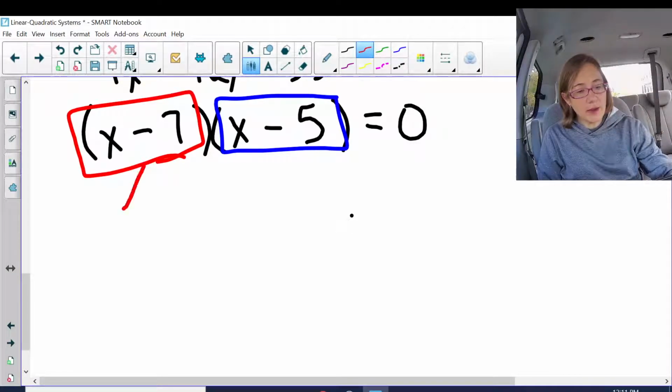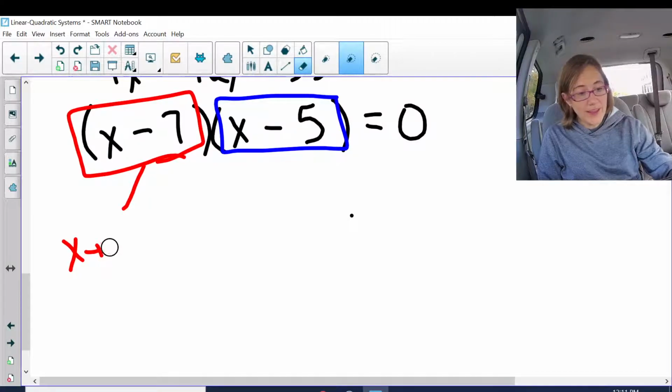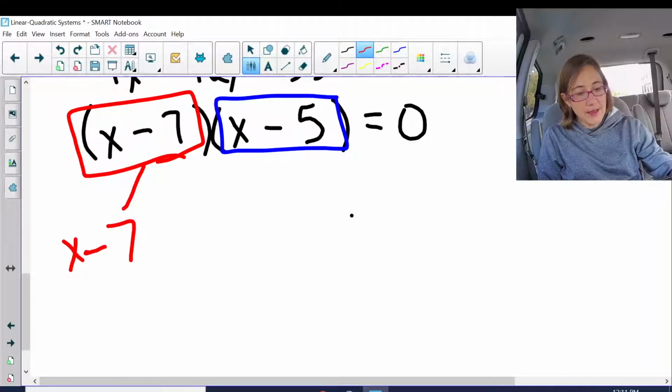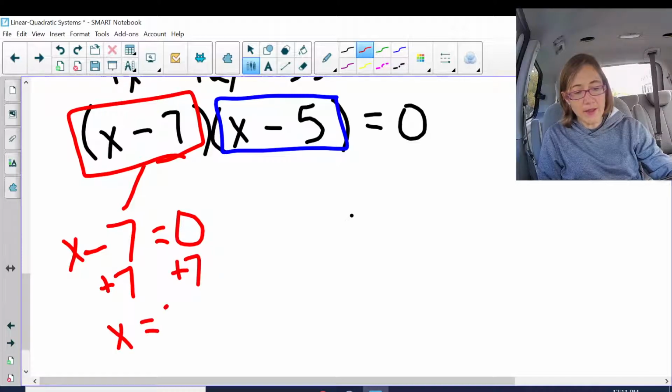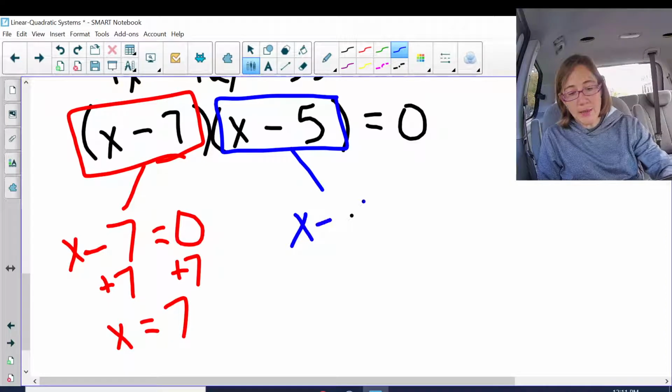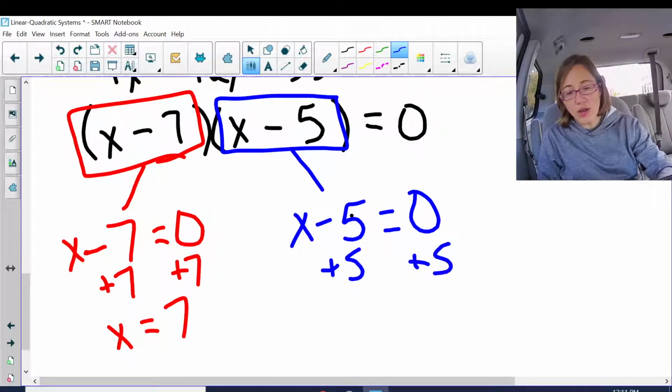Well, what if it's the first factor here? What if the x minus 7 is the one that's the 0? Well, when you add 7 on both sides, you're going to get an x value of 7. The other option is maybe it is the blue box, the x minus 5 is the one that's the 0. Well, if you add 5 on both sides there, you're going to get an x value of 5.